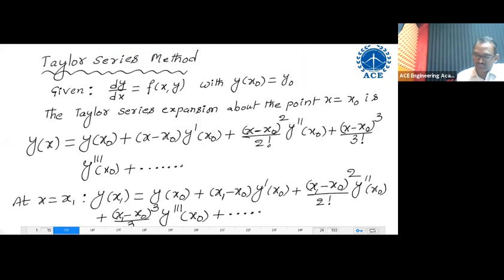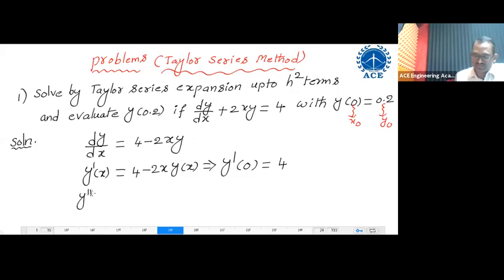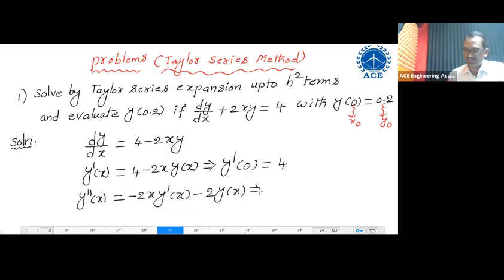Now the next term, y double dash of x naught, which means y double dash at x naught value 0. So first find y double dash of x. 4 is constant, its derivative is 0. This is u, this is v, the uv rule: u times v derivative plus v times u derivative. Minus 2x into the derivative of y of x, y dash of x. Next, y of x as it is, into the derivative of minus 2x, minus 2.